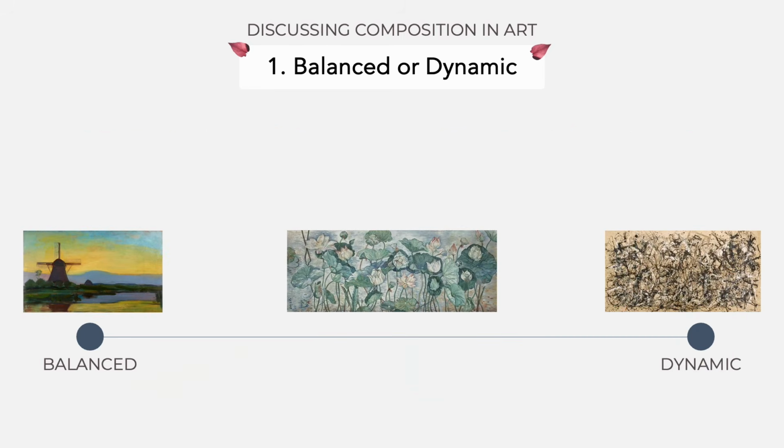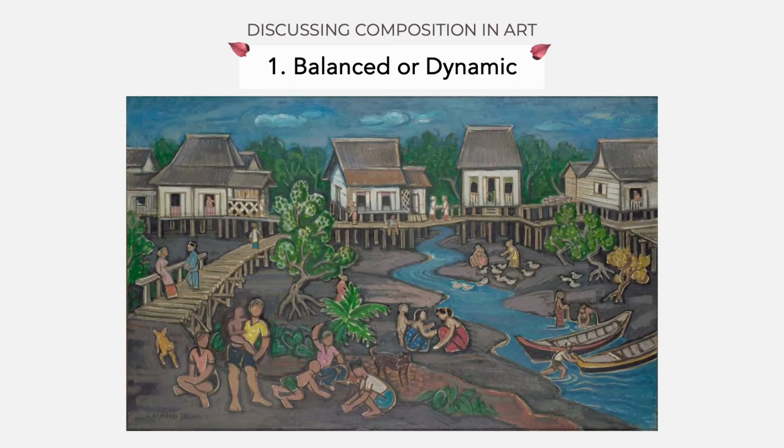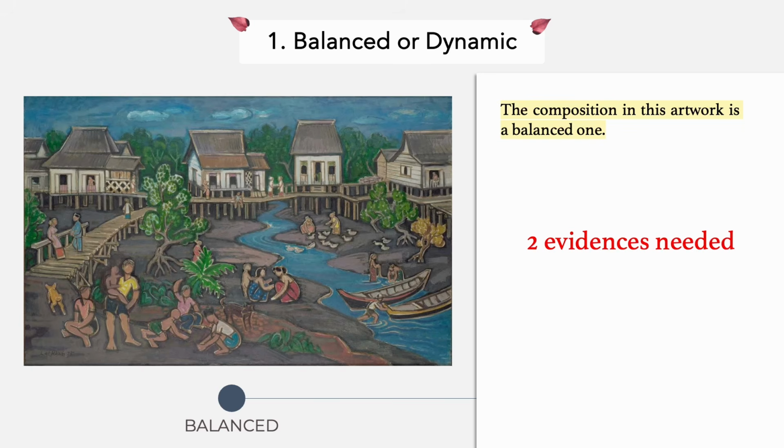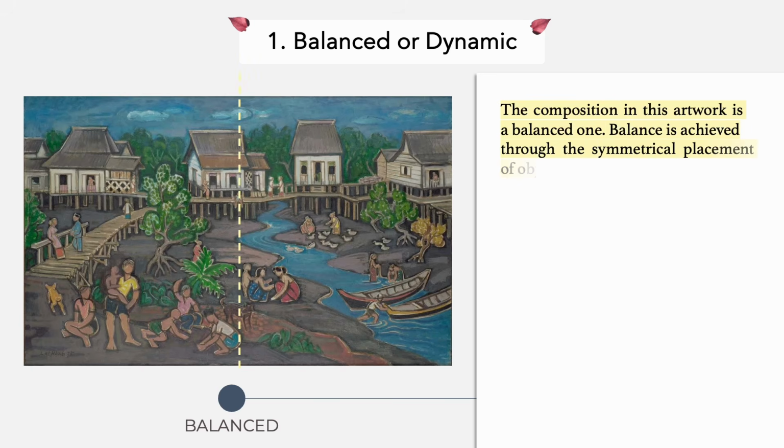For example, in this Singaporean painting, the composition is balanced. Write that down as the first sentence of your paragraph. Next, give 2 evidences that make the composition a balanced one. Balance is achieved through the symmetrical placement of objects within the painting.